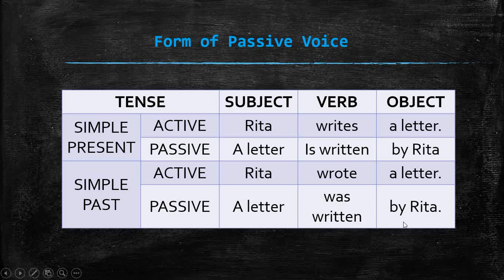And at the end, the subject becomes the object, by Rita. Always when we are going to put the subject in the place of the object, we have to use this particle, by, this connector, by Rita, that is indicating who did the action. So the sentence is, a letter was written by Rita.